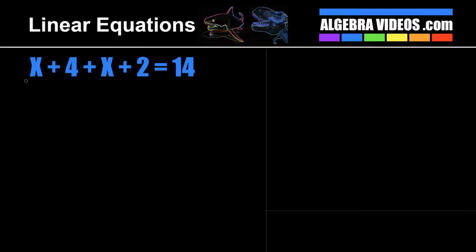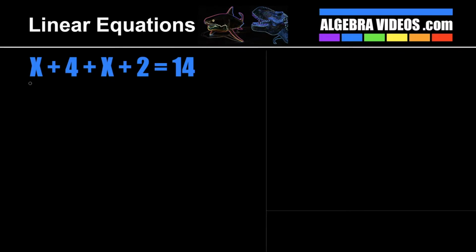What we want to do is get x by itself. This is sometimes called solving for x or isolating x. But what we want to have is x by itself on one side of this equation. All we're going to do is move numbers around until we have that.